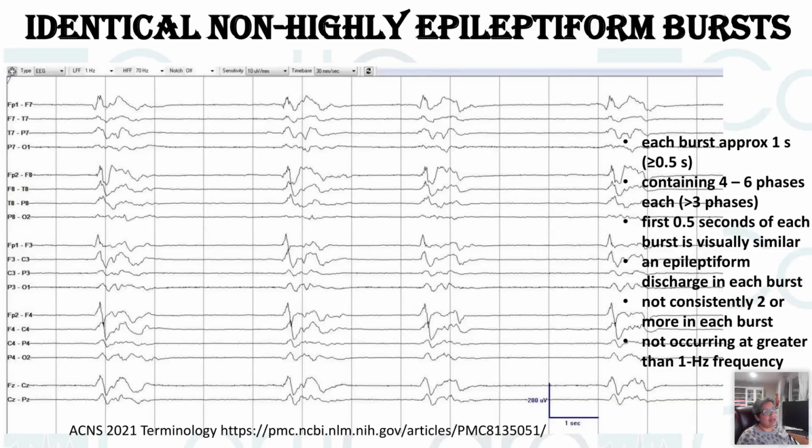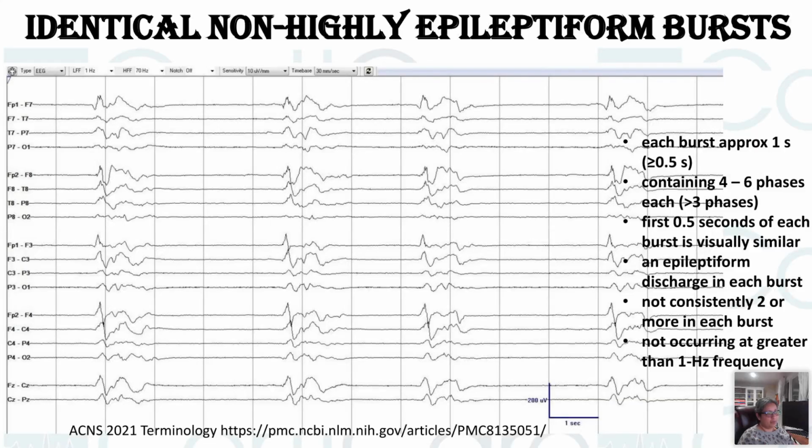This one here is a non-highly epileptiform burst. Don't get confused. Don't take it that it is something wrong. These are epileptic, but they are not highly epileptic bursts. For a burst to be highly epileptic, we want 2 discharges in one burst. Here, if you see, the bursts are longer than half a second, which makes it a burst and not a discharge. And there is only one epileptiform discharge here in this burst.